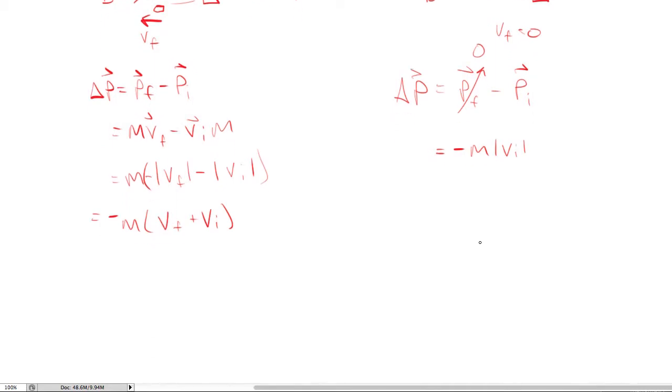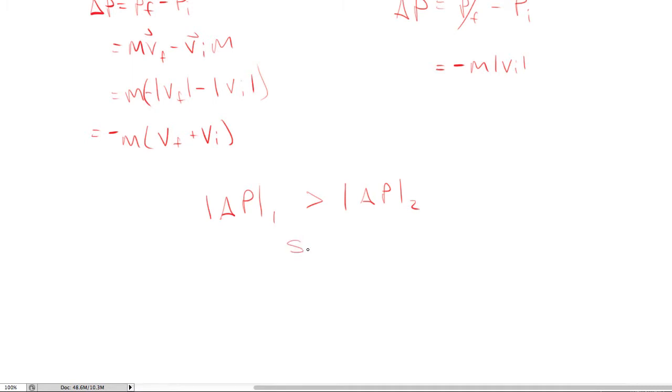My change in momentum in both cases is negative, so that's the direction. The magnitude of the momentum change in case 1 is m times vi plus vf, the sum of the two speeds. That has to be greater than mass times just the individual speed, if we're talking about magnitudes. So the magnitude of delta p1 is greater than the magnitude of delta p2. There's a larger change in momentum of the bullet in this first example.